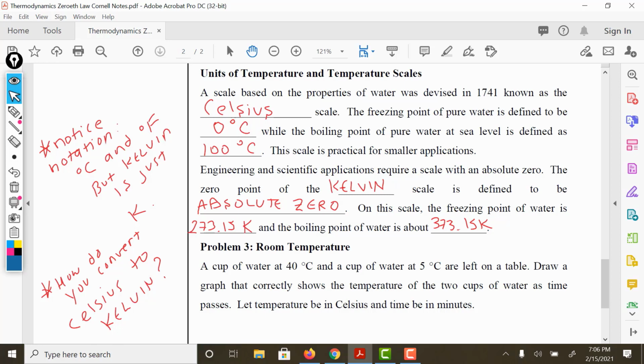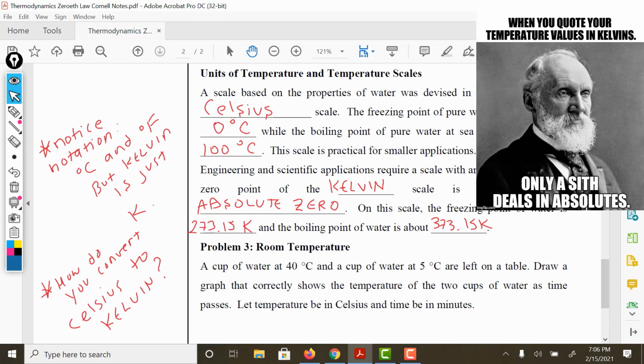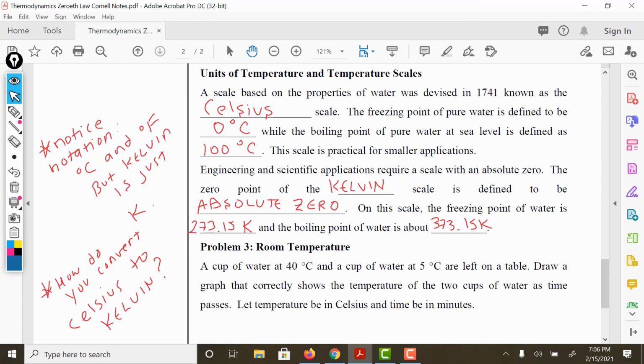However, as we got further along in scientific innovation, there was a need for a greater, all-encompassing temperature scale, where there weren't any negatives, but there was an absolute zero. And so we have the Kelvin scale. The Kelvin scale is defined to have an absolute zero. It's at zero itself, 0 Kelvin.